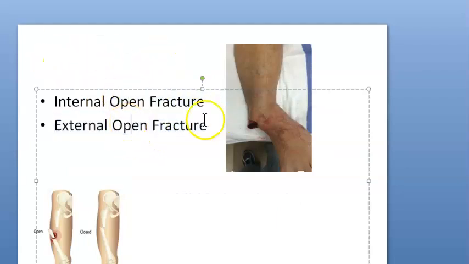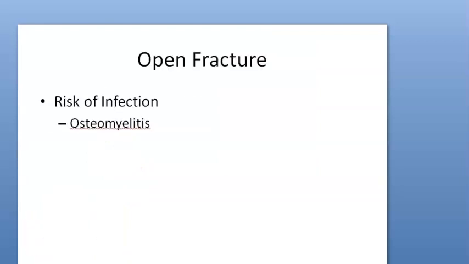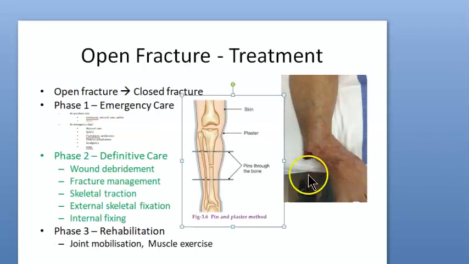Compound fracture is nothing but open fracture. Open fracture can be either internally open or externally open. So basically you remember, this is leg and they're asking you about compound fracture. What is the main problem in an open fracture? Osteomyelitis, infection. So we are just looking at the high level here of open fracture. So try to close it and make it a closed fracture, or then you have to give emergency care. What is that?